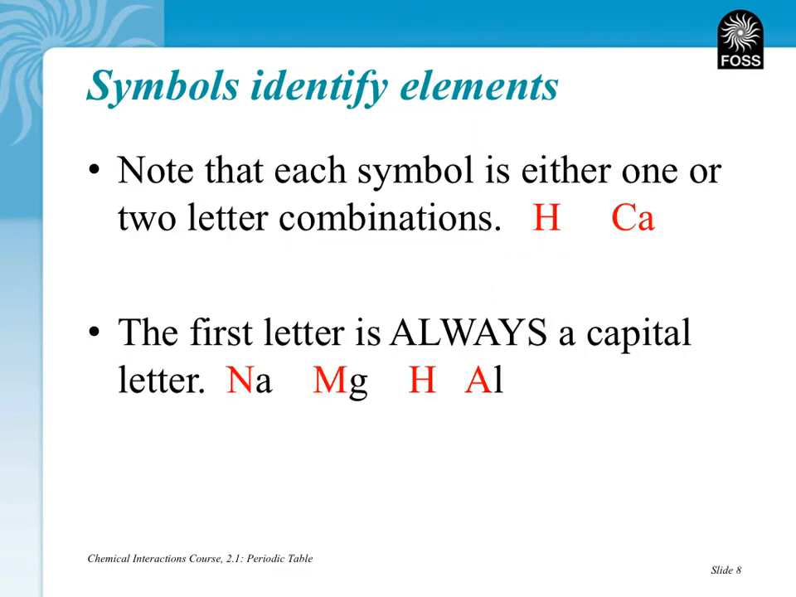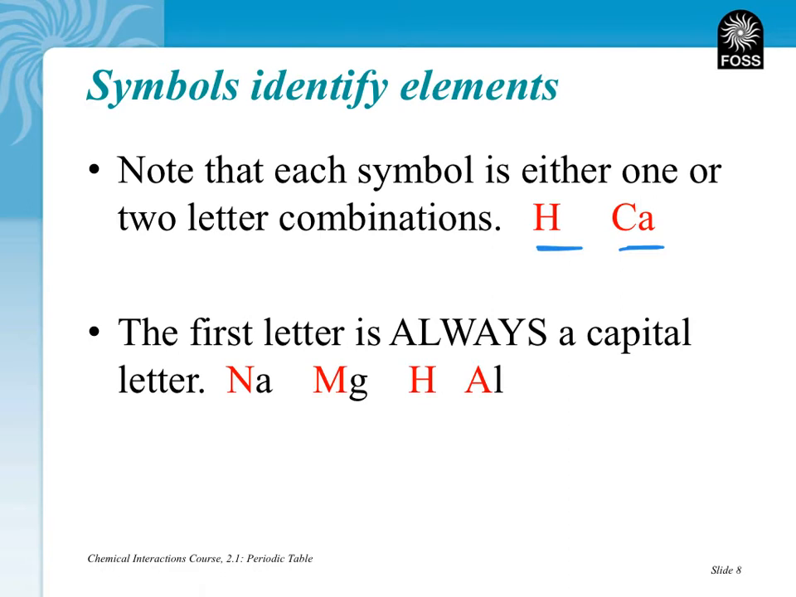Now, when you look at those symbols, the symbols identify the elements. We talked a little bit about that just a second ago. Note that each symbol is either a one- or two-letter combination. Like we did for hydrogen, it is one letter. There are lots of other one-letter ones, like O for oxygen, N for nitrogen, K for potassium, and I for iodine. Sometimes they run out of 26 letters, so you have to come up with a two-letter combination: Ca for calcium, Br for bromine, He for helium, Ne for neon. They will always be either a one-letter or a two-letter combination.